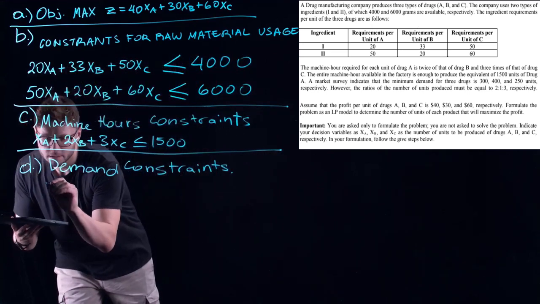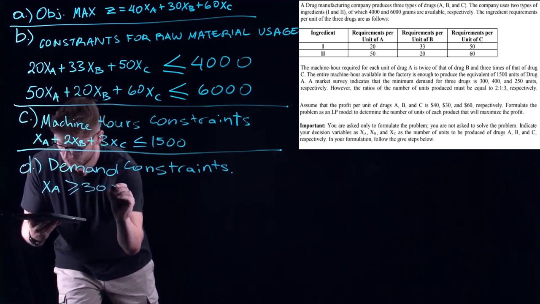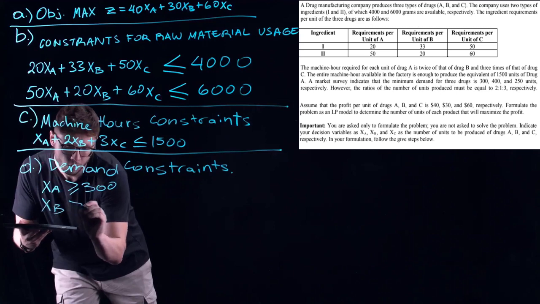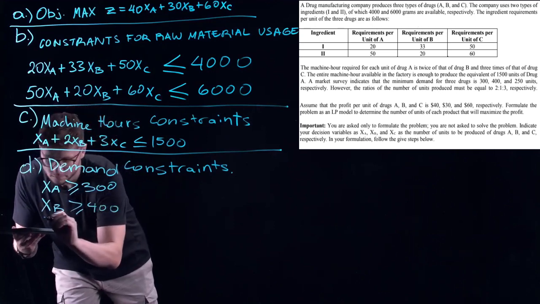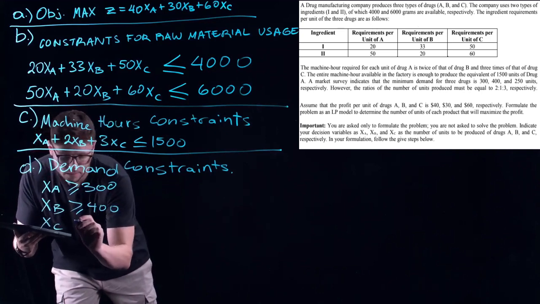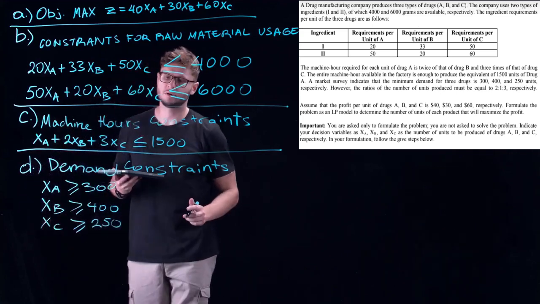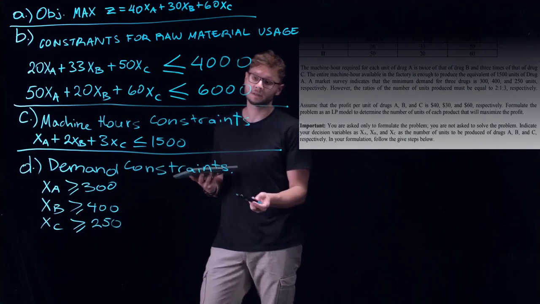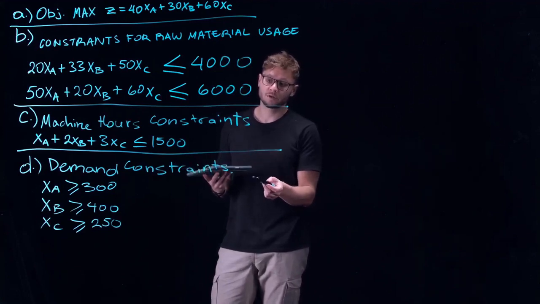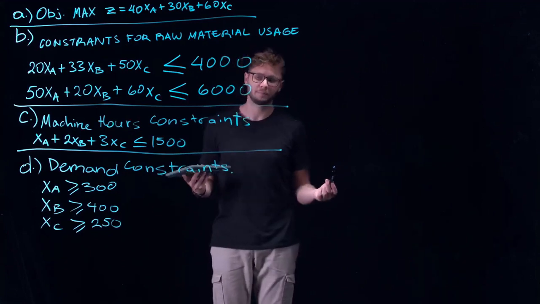So we are forecasting a demand of at least 300 units of drug A, 400 units of drug B, and 250 units of drug C. The reason it's bigger or equal is we want to make at least 300 of drug A, 400 of drug B, and 250 units of drug C in order to meet demand and not miss out on any profit.